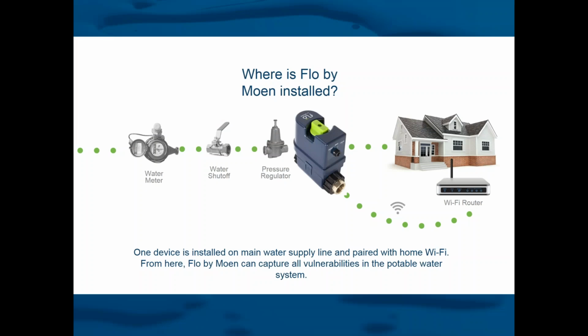So everyone has visibility into how this works. The device is professionally installed on the main water supply line. This is on the homeowner's side of the water line, not on the utility's side. So after the water meter, after the water shut off going into the home, and hopefully after the pressure regulator. So the device is monitoring the effectiveness of the pressure regulator working. It's also looking at the temperature of water going into the home. And this one device captures all of the water data.